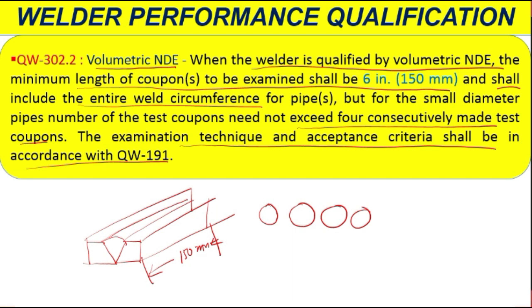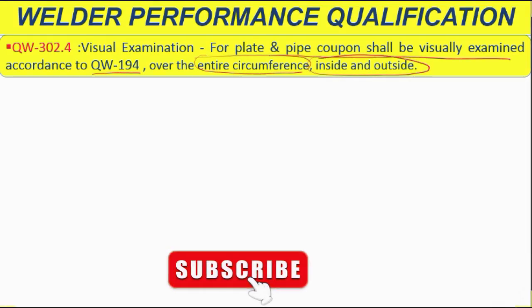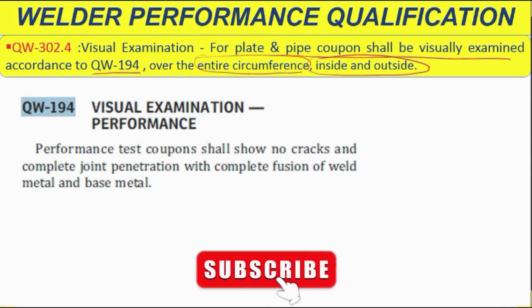So understand QW-302.2, the volumetric NDE is required. Now we'll go to 302.4, the visual examination. For plate and pipe, both visual examination, we have to go to QW-194. Over the entire circumference, we have to check, plus inside and outside. All this area we have to check. So QW-194, what is it telling?